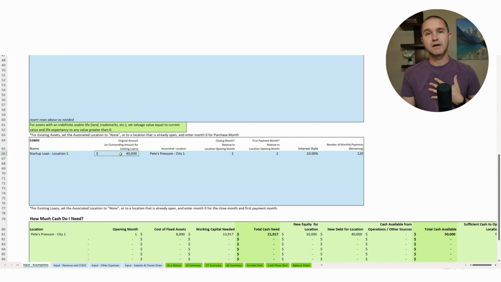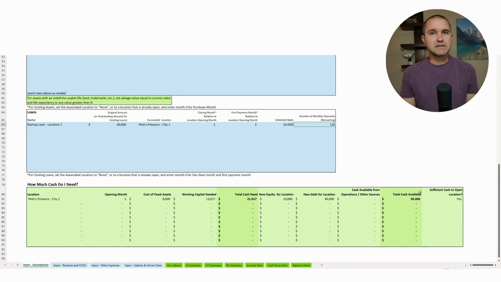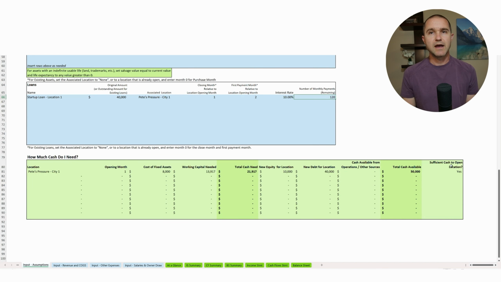When I worked at an SBA lender, we were an SBA micro lender, making a lot of these less than $50,000 loans. So you can say we're closing that loan in month one. First payment's going to be due in month two. You can set an interest rate and a term in months. And now this green box down here is going to tell you whether you have sufficient cash to open the location.